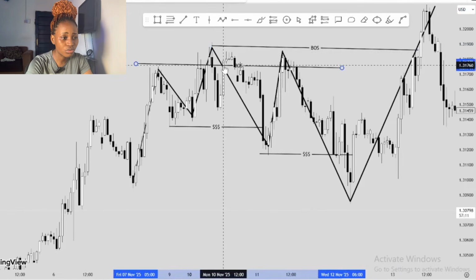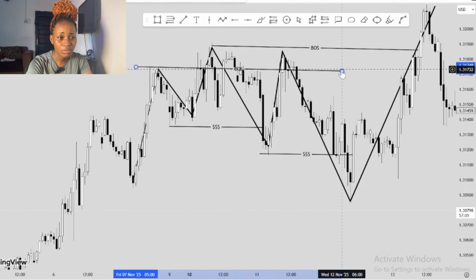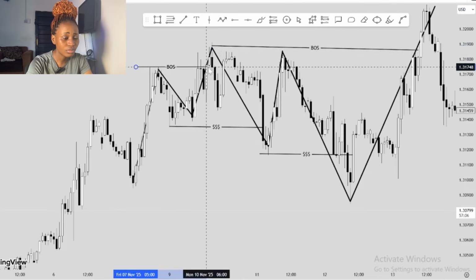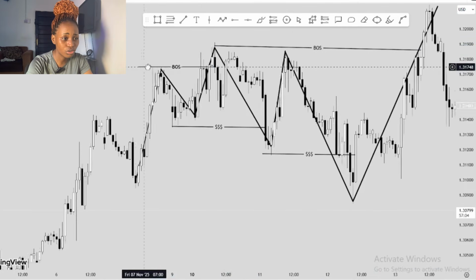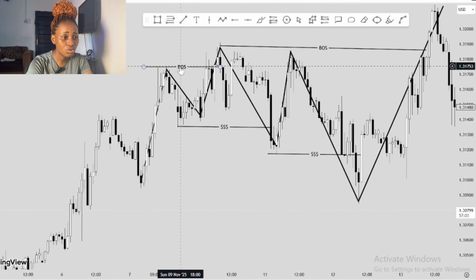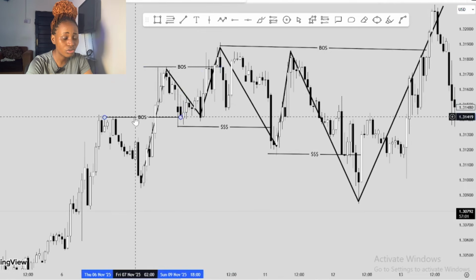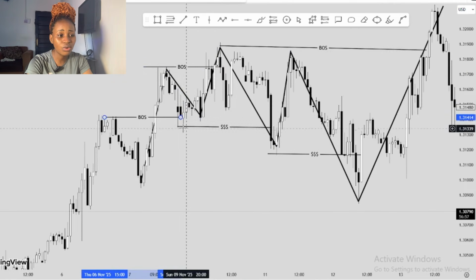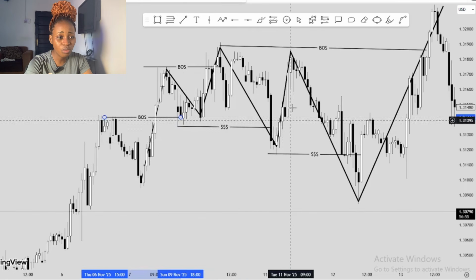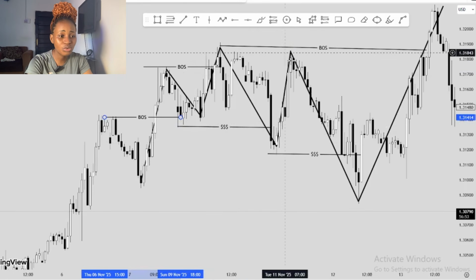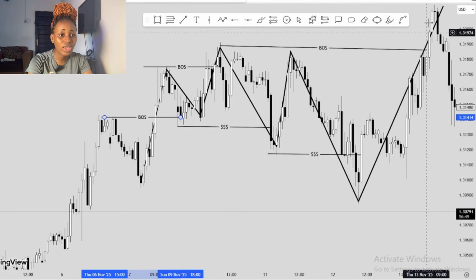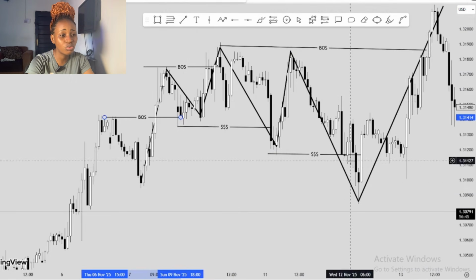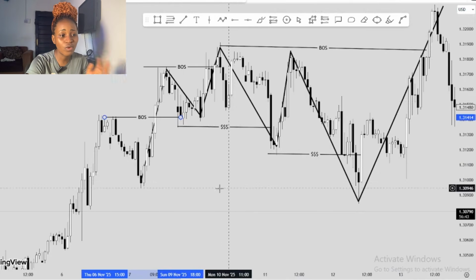Okay, this was a break of structure. Let me adjust it. Right, this was a break of structure, and this was also a break of structure. But after a break of structure, you can see price still dropped down to take out the previous low before expanding to the upside. Do you get? I really don't want this video to be too long, so that is it for an uptrend.